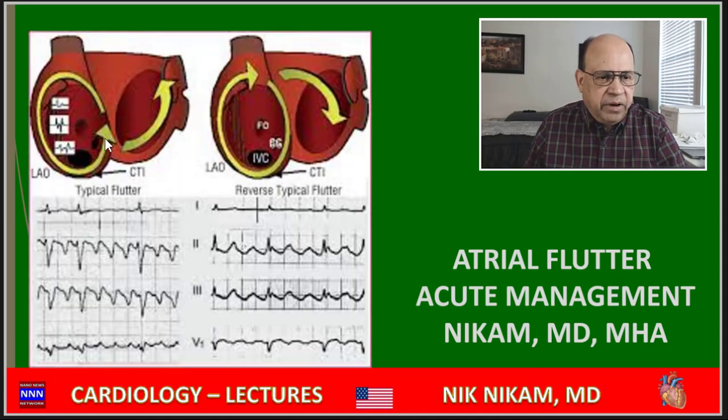So depending upon whether the electrical impulse is going in a counterclockwise manner or if it's going in a clockwise manner, it is defined as a typical flutter, where we have a sawtooth appearance with a negative deflection which is prominent in lead 2 and 3. Whereas in a positive deflection atypical flutter or reverse typical flutter, we have a positive deflection in lead 2 and 3.